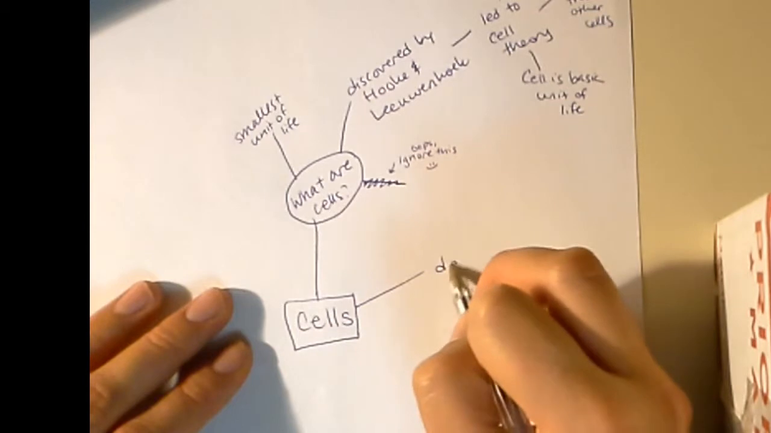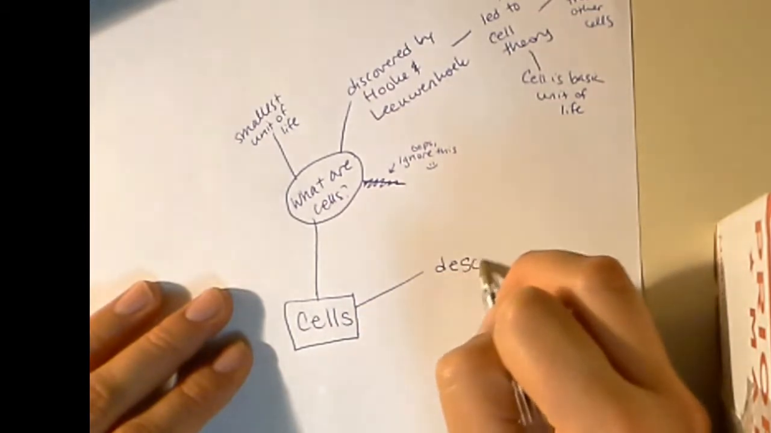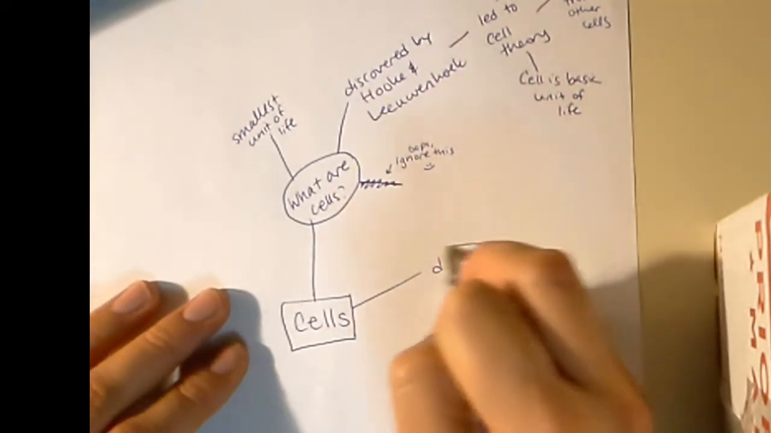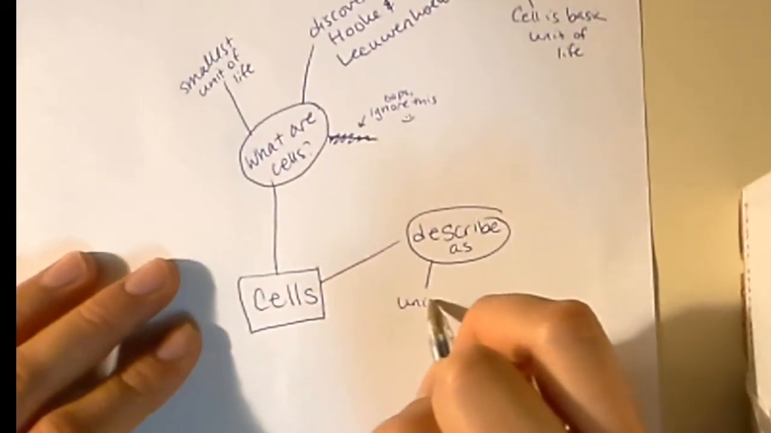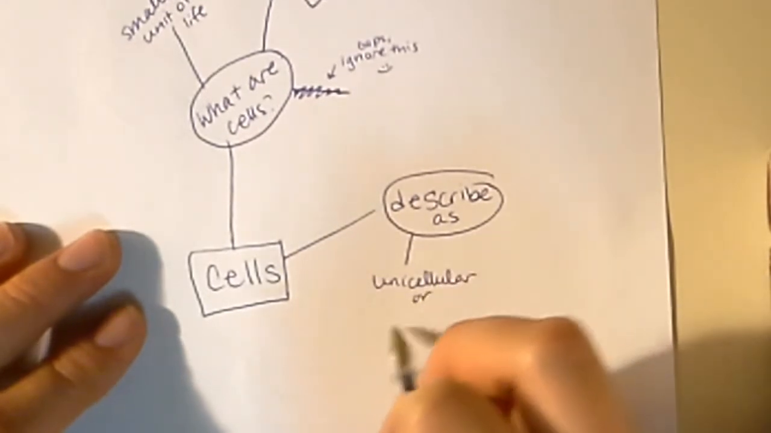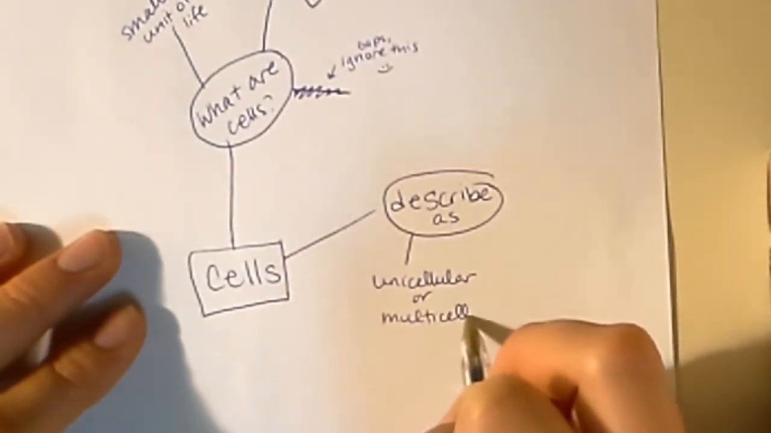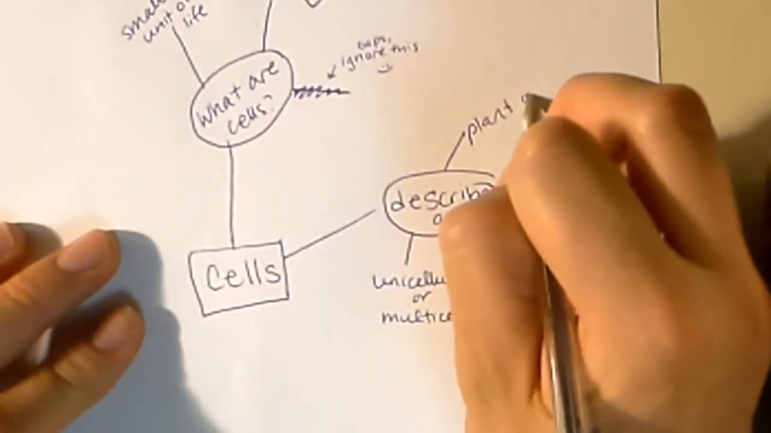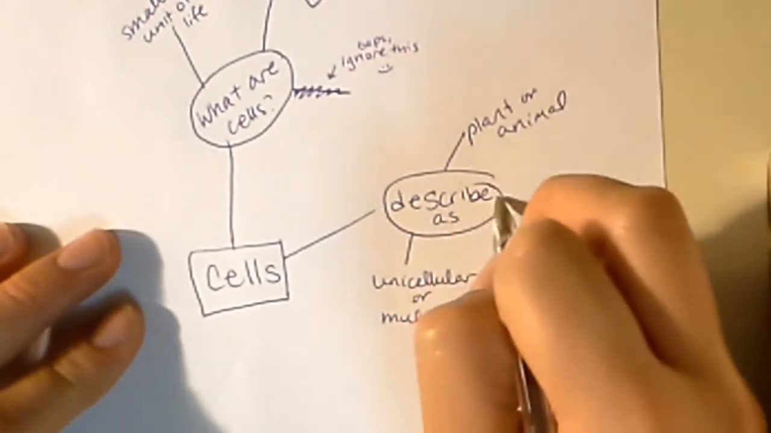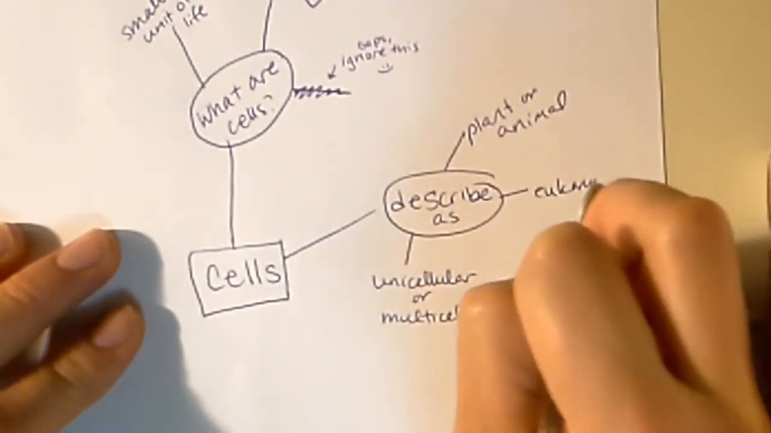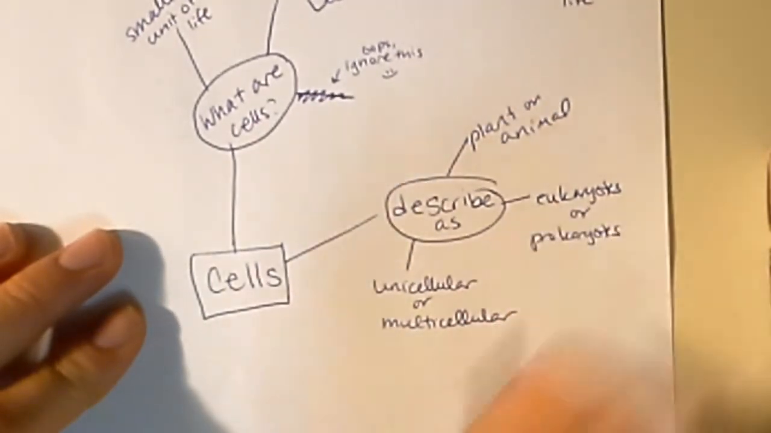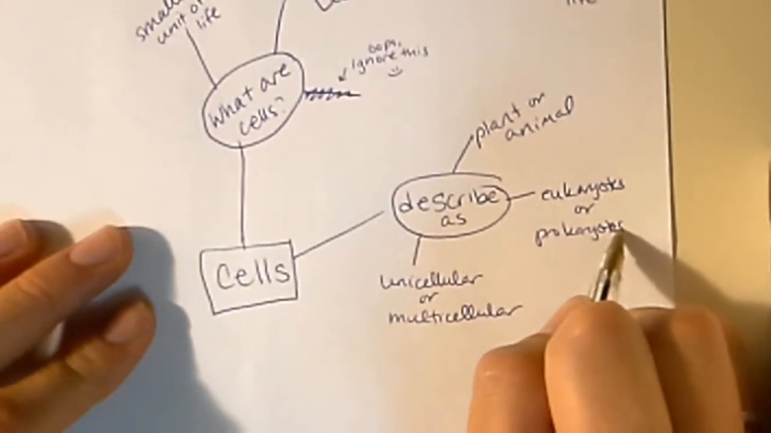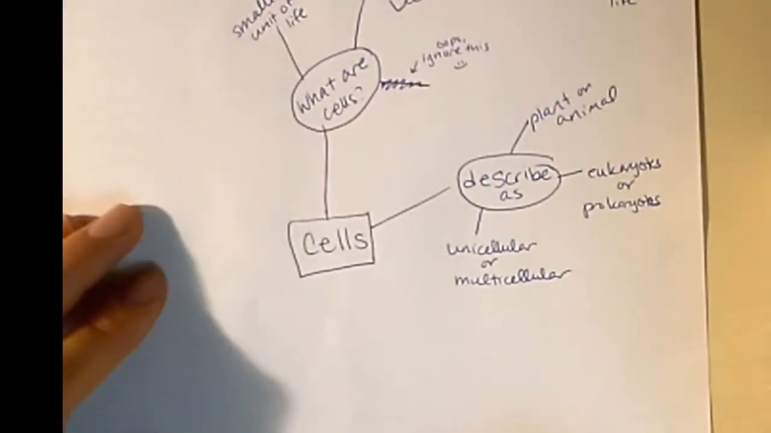Next, we can describe cells in various ways. So cells, describe. And we can describe them as one cell or many cells, so unicellular or multicellular. We can describe them as plant or animal. And we can also describe cells as eukaryotes or prokaryotes. Remember that prokaryotes are only bacteria. Eukaryotes are going to be everything else.